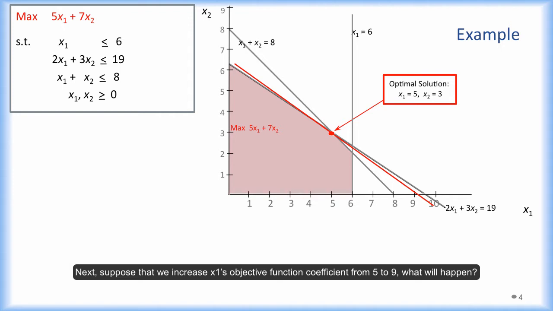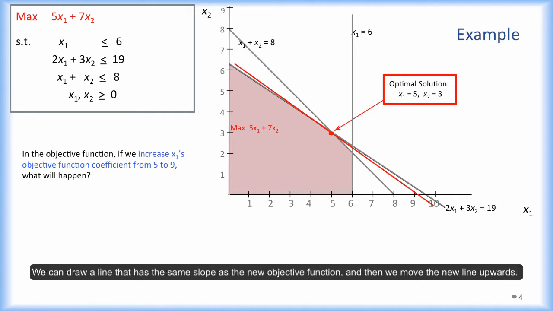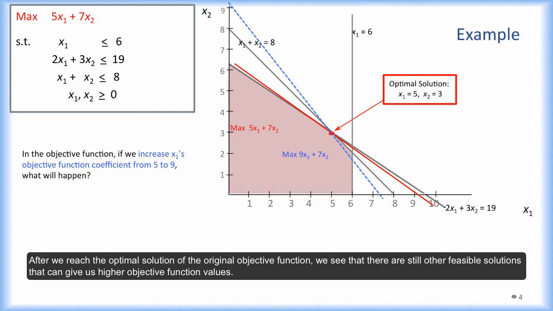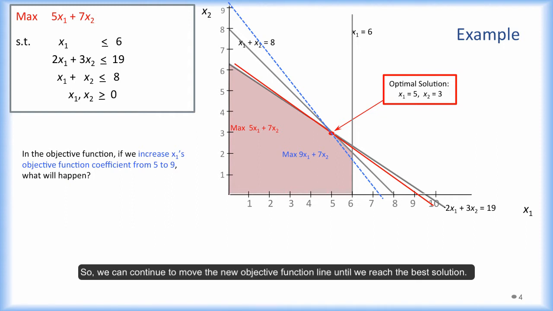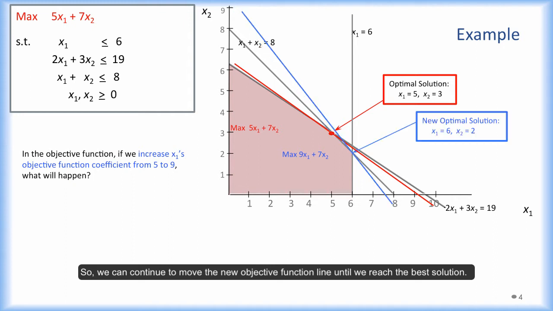Next, suppose that we increase x1's objective function coefficient from 5 to 9. What will happen? We can draw a line that has the same slope as the new objective function, and then we move the new line upwards. After we reach the optimal solution of the original objective function, we see that there are still other feasible solutions that can give us higher objective function values. So, we can continue to move the new objective function line until we reach the best solution.